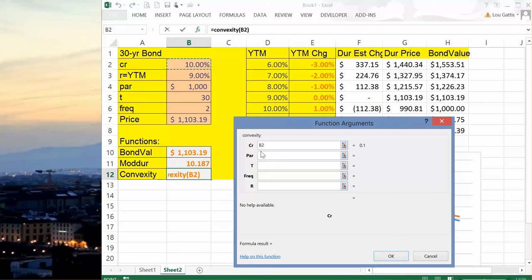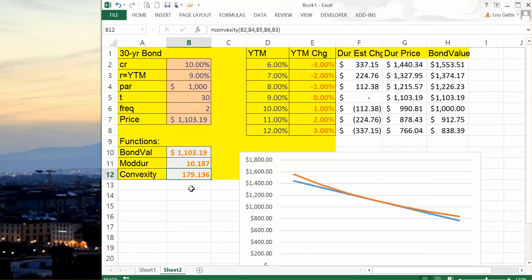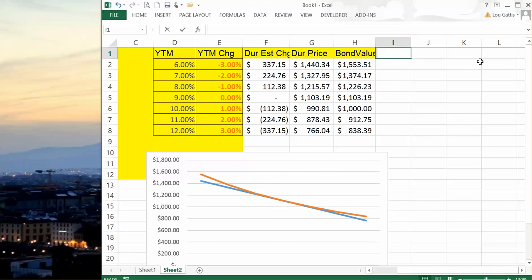Coupon, par, maturity, frequency, discount rate. And you see this bond has positive convexity, means it bows outward. And it's positive, that means again that's positively convex. And the larger the number would mean it'd be more bowed. And this is how we use convexity to get what we call a convexity adjustment.